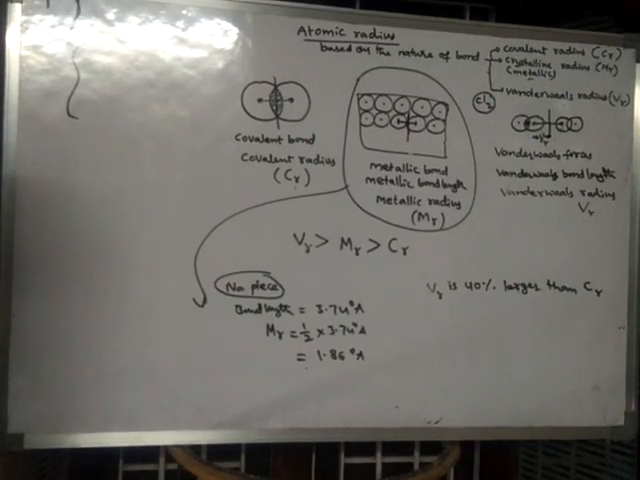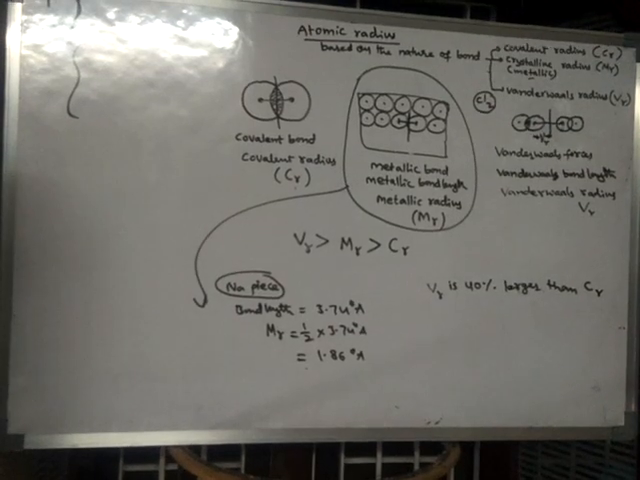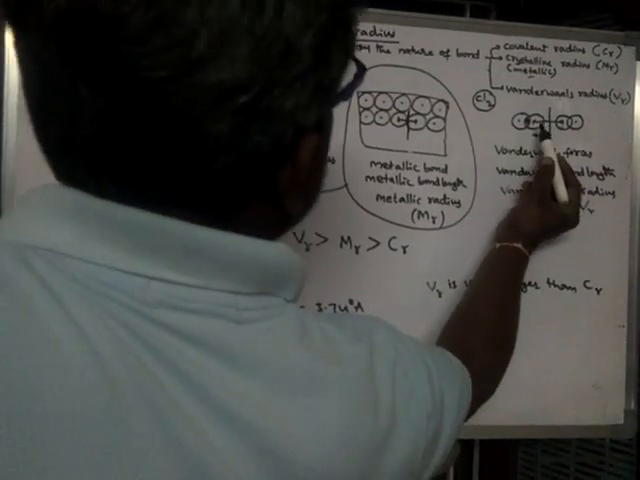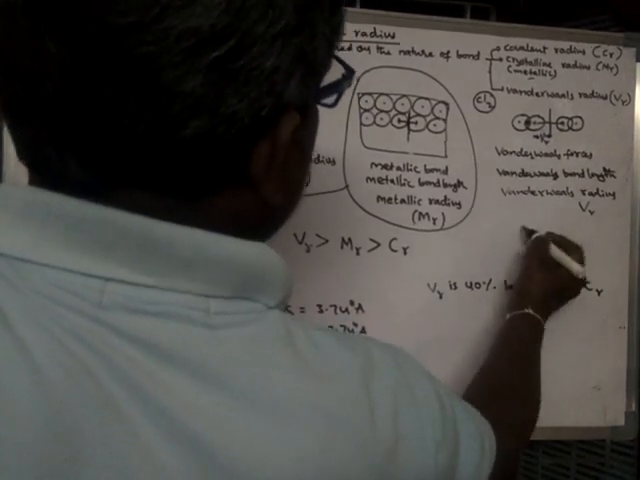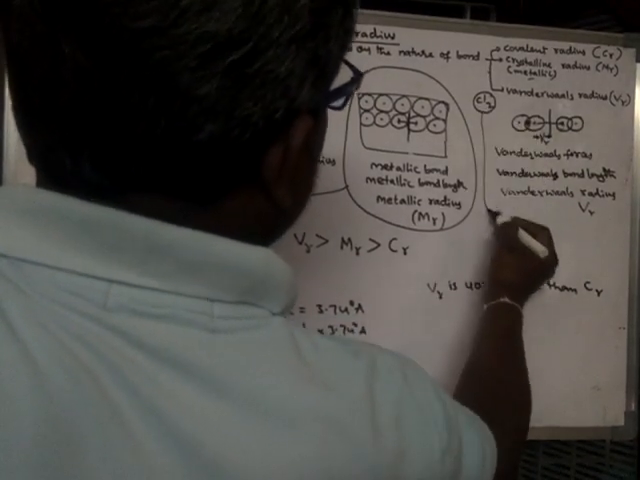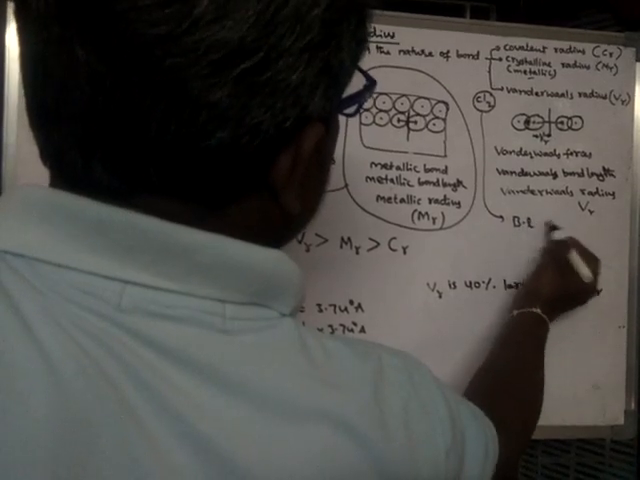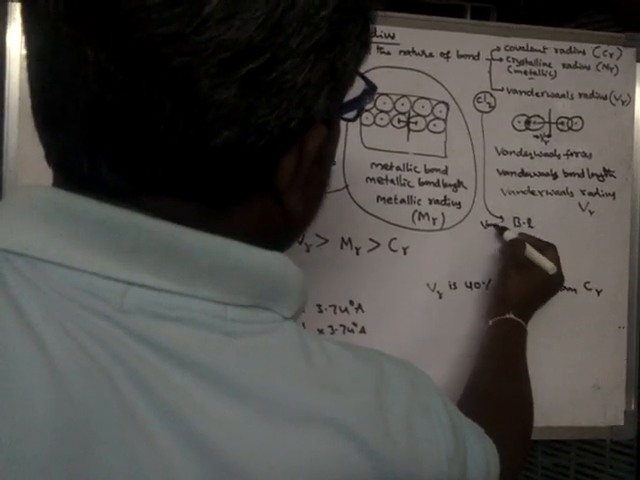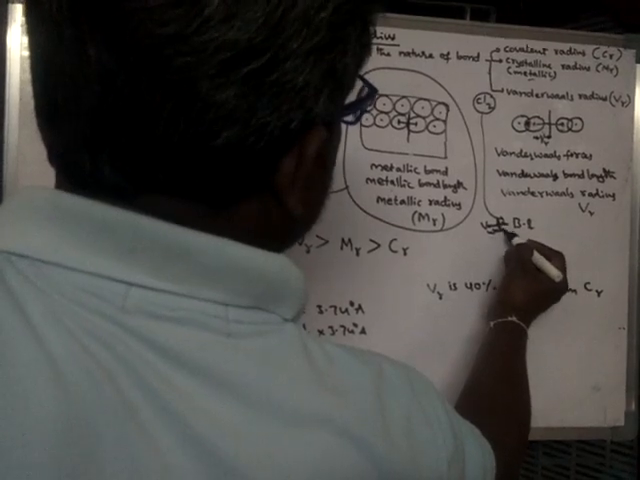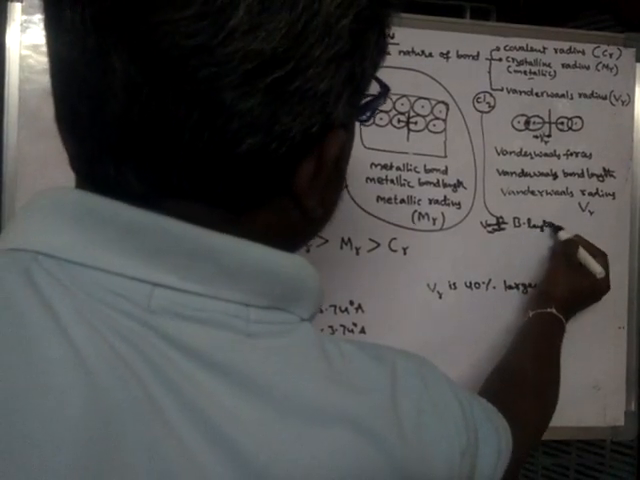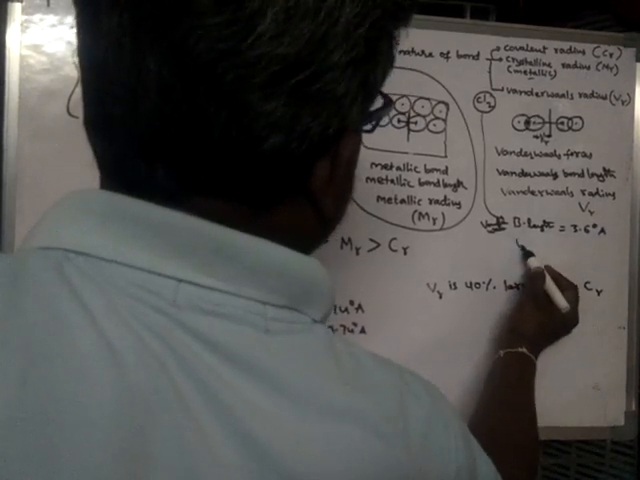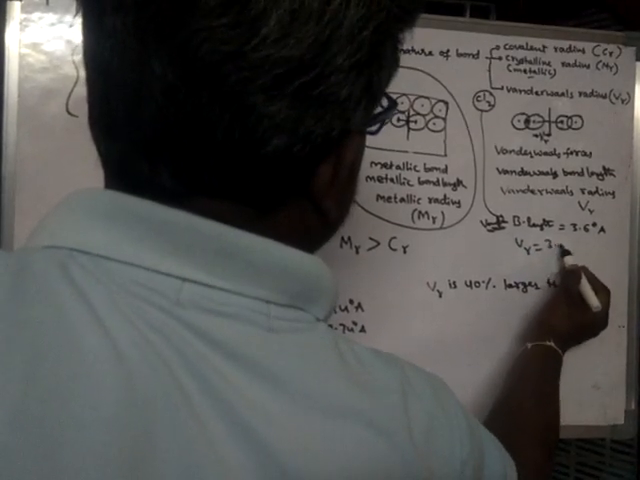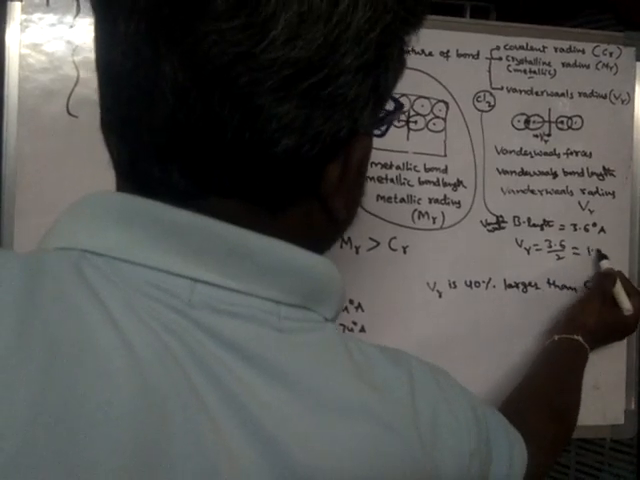Here, if you see between two chlorine molecules, these two chlorine molecules are separated by a distance of 3.6 angstroms. So here between the two nuclei is the bond length. In the chlorine molecule, the van der Waals bond length is equal to 3.6 angstroms. Therefore, the van der Waals radius is 3.6 by 2, which is equal to 1.8 angstroms.